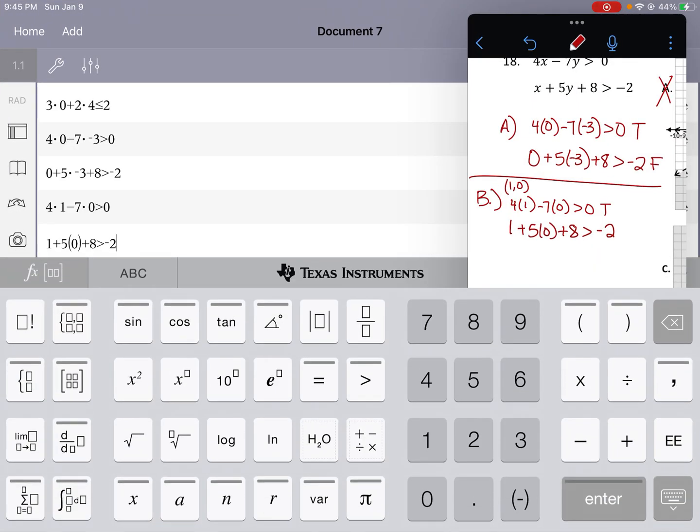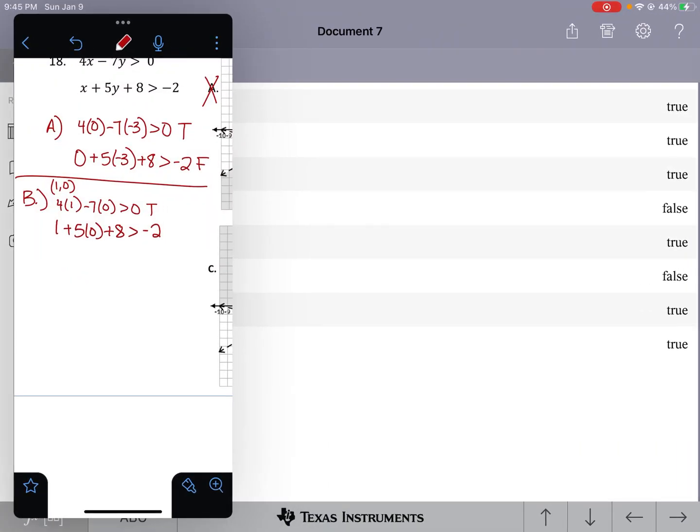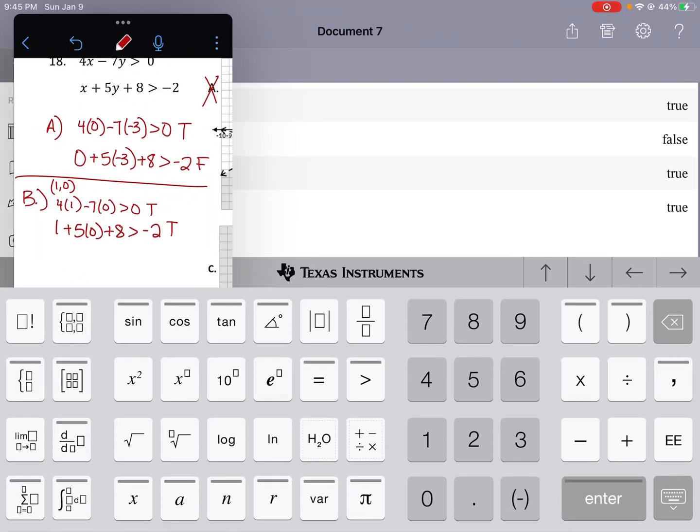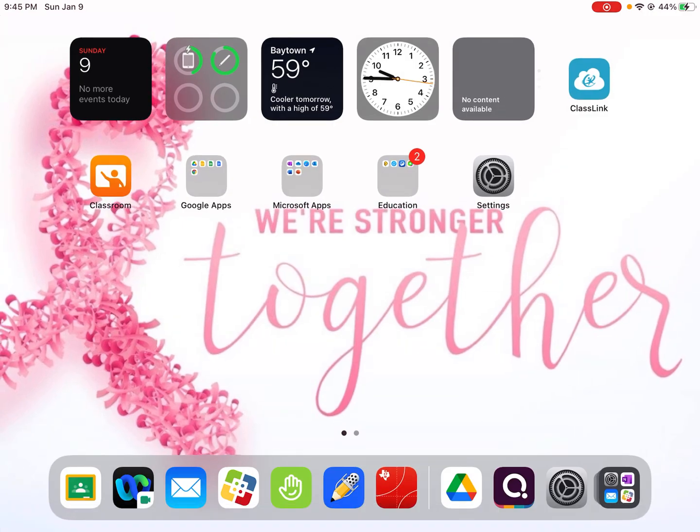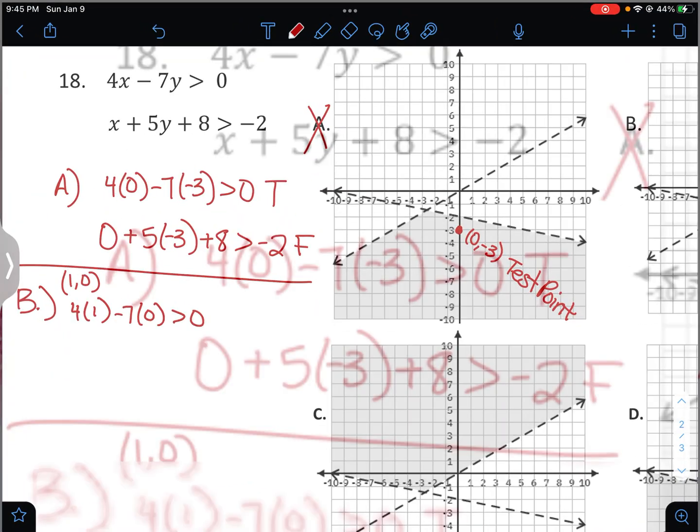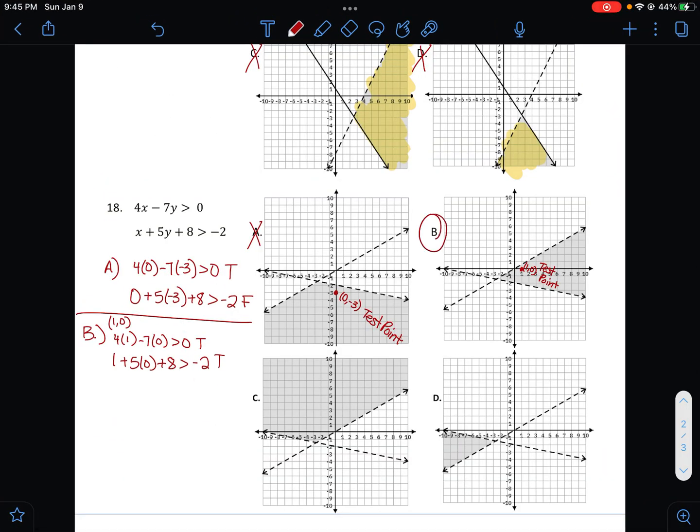Make sure I typed it in correctly. Enter. I get true. 2 trues means that's my solution set. So my answer for this one would be answer choice B. And we do not have to worry about checking the other answer choices.